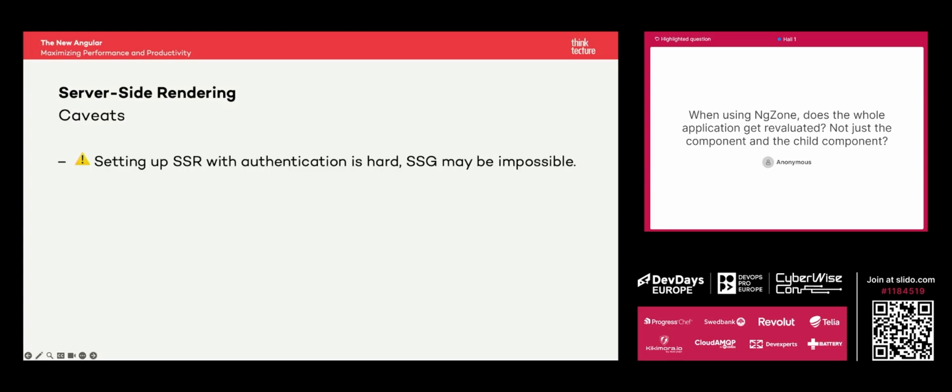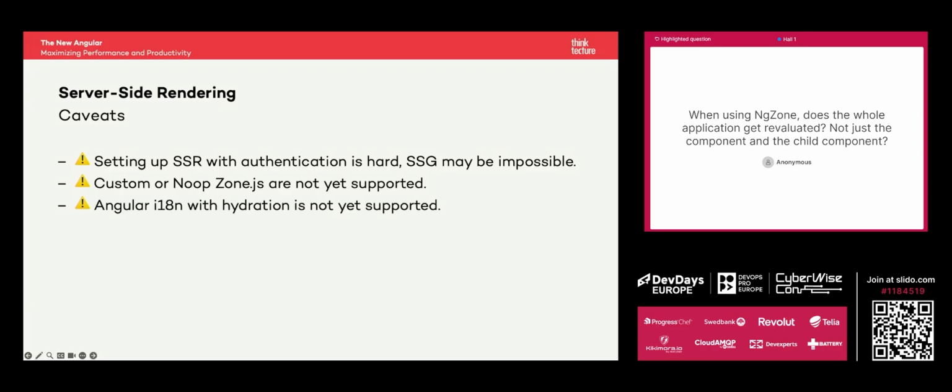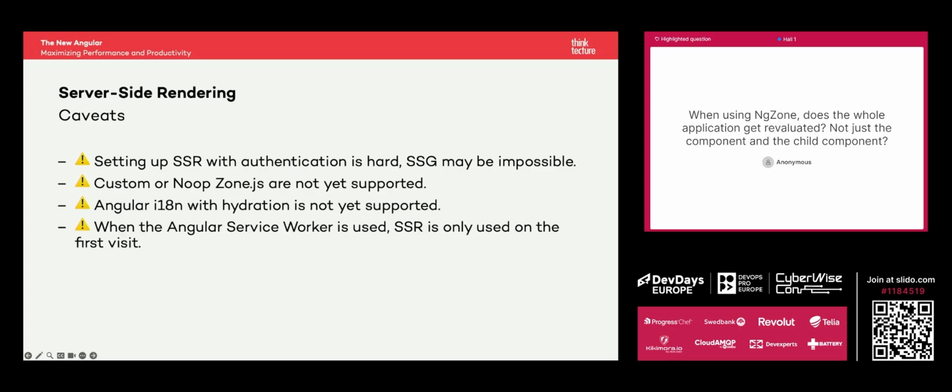Setting up SSR is hard if you use authentication, and SSG may be impossible altogether, because if data is dependent on the rights that you have, for example, then it's going to be complicated. No Zone.js, which is the goal of Angular, is not supported right now, or a custom Zone.js implementation. Angular internationalization, I think it's even supported by 18, but I'm not sure. It was not supported in 17. When you use a service worker, then SSR is only used on the first visit.